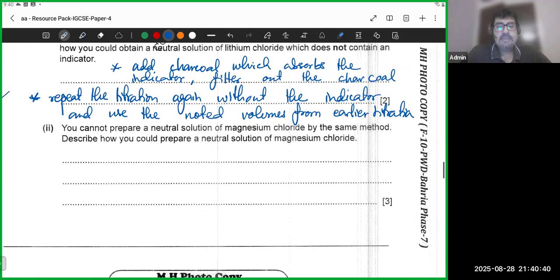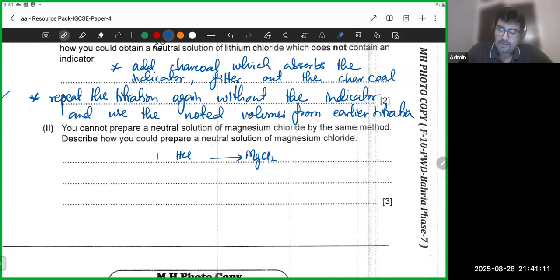Now in the next part, you think magnesium chloride cannot be prepared by this method. Describe how you could prepare a neutral solution of magnesium chloride. So you want to prepare magnesium chloride. There are 3-4 reactions that you could do. You're going to use the acid which is HCl. How do we know it's HCl? Because it's obvious it's got Cl in it, so it's going to be HCl.